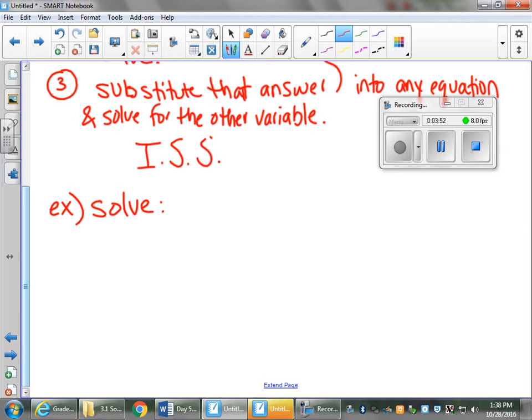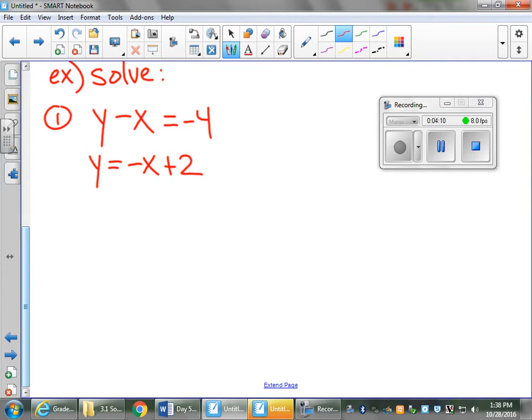Remember, when you're solving, even though we don't have a graph to look at, we're still finding the point at which these 2 lines would intersect one another. Here's our first example. y minus x equals -4, and y equals -x plus 2. So step number 1 said to isolate a variable. In this case, step number 1 is done for us. I'm going to rewrite the equation that already has a variable isolated. So y was already isolated.